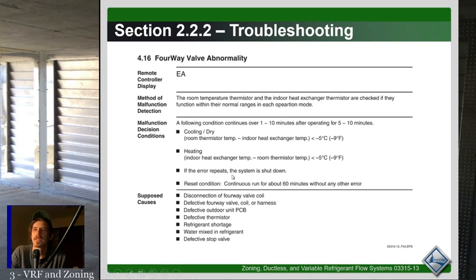If the error repeats, the system is shut down. Reset condition is continuous run for about 60 minutes without any other error. So it has to have no other errors for 60 minutes, and then it can reset.